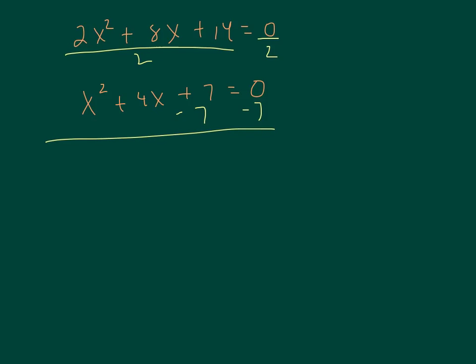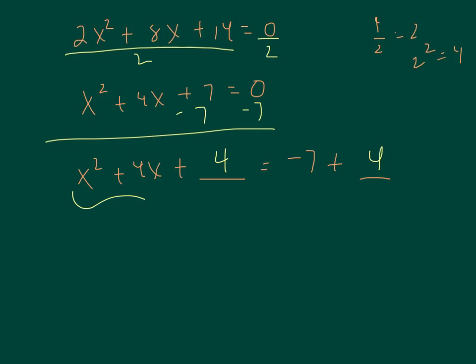Subtract 7 from both sides. I'm going to get x squared plus 4x plus what? Yes, space equals negative 7 plus the space. Half of 4 is 2, 2 squared is 4. Okay, so coincidentally, 4 is that funny number that when you double it or square it, it's the same thing.